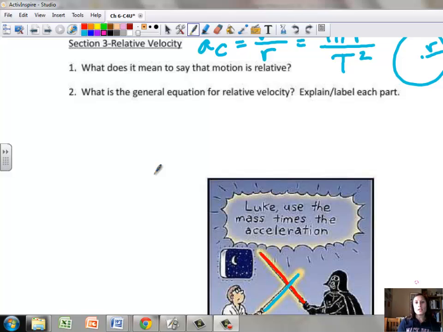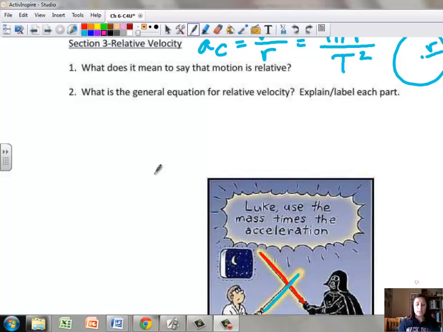So at the beginning of the year, we talked about how, let's say you're sitting in a chair and you're not moving relative to the ground, but maybe you are moving because you're on planet Earth, and Earth is revolving around the sun. Okay, so the relative part just means in reference to what other object.